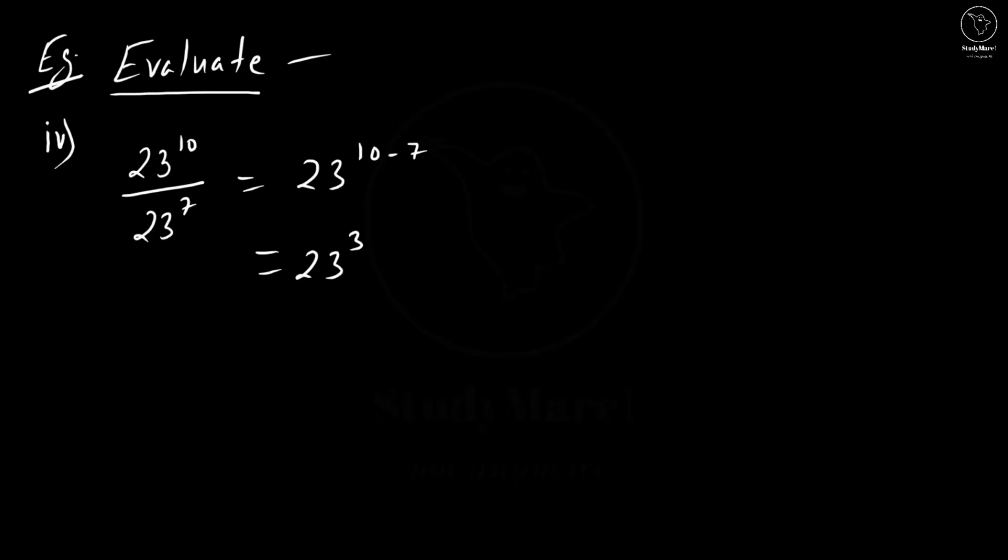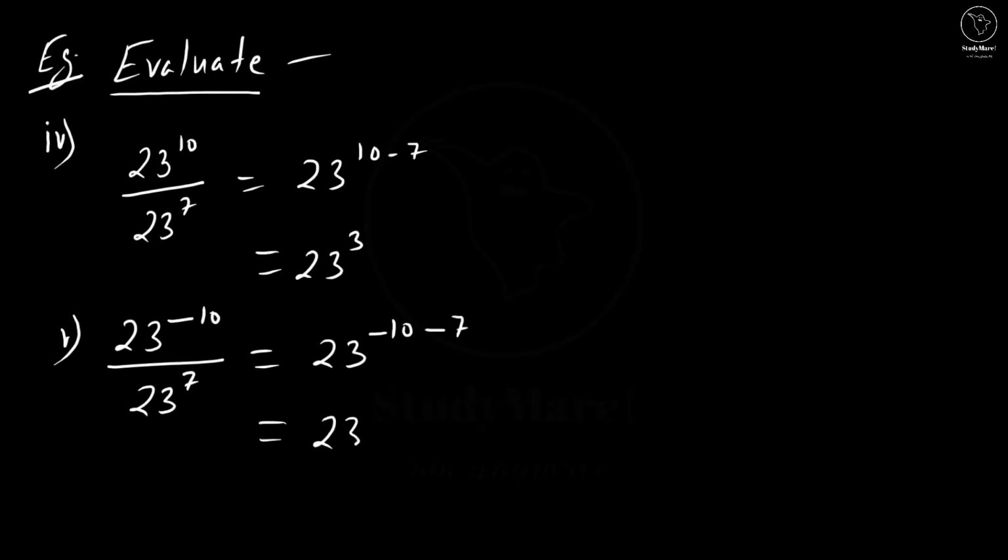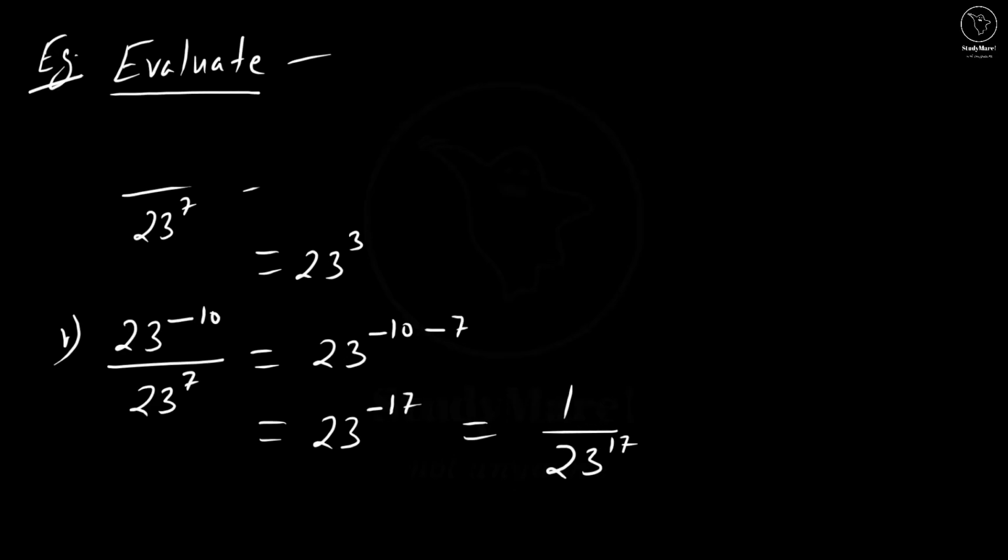Our fifth example is 23 to the power minus 10 divided by 23 to the power 7. Applying the same law as in example 4, we get 23 to the power minus 10 minus 7, which equals 23 to the power minus 17, equals 1 by 23 to the power 17.